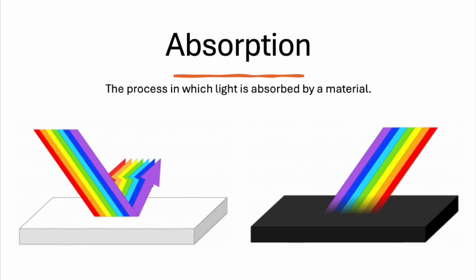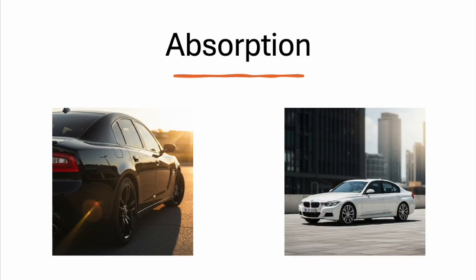An object appears to be white when all colors of light are equally reflected from the object. An object appears to be black when all colors of light are absorbed by the object. This is why darker colored objects generally heat up more quickly than lighter colored objects, since they absorb more light energy that is then changed into thermal energy.